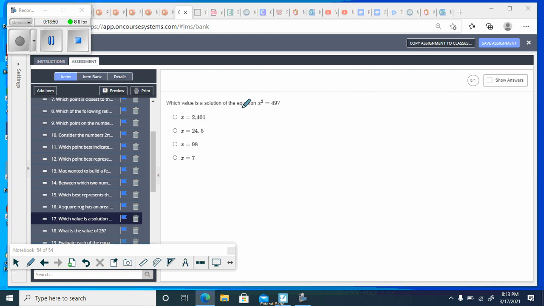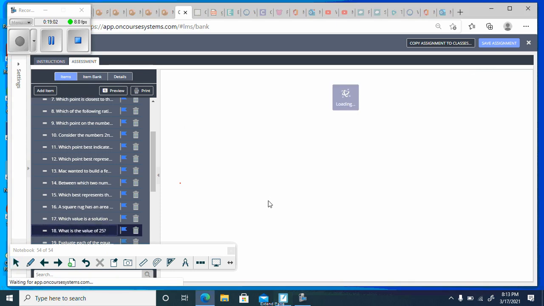Which value is a solution to the equation x squared is equal to 49? That would be 7. What's the value of the square root of 25? 5.